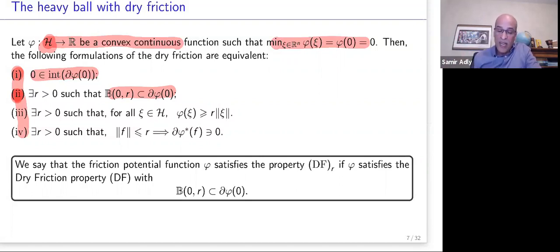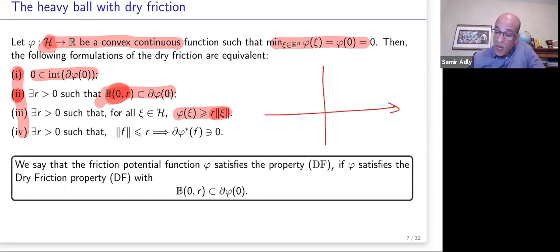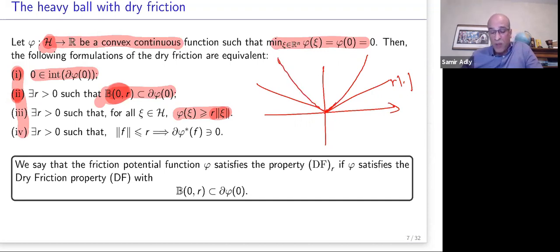Which will coincide here in this context with the support function of the ball, which is exactly R times the norm. So we'll get that this function is going to be greater than or equal to R times the norm. This is a very interesting observation. It means that I have all my functions that I will consider. R is the coefficient of dry friction. And I consider all functions which are convex, with a sharp minimum here, of course, and which lie above the function R times the norm.